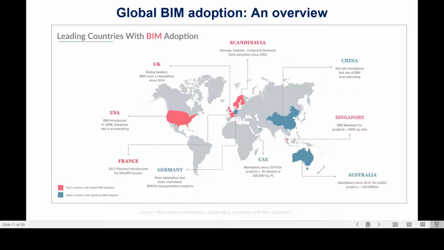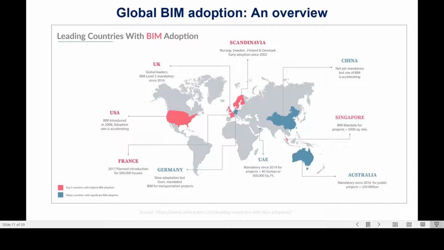For example, in China, it's not yet mandatory, but use of BIM is accelerating. In Singapore, BIM is mandated for projects that have greater than 5,000 square meters. In the UK, a BIM level 2 mandate has been in place since 2016, but Scandinavian countries have been adopting BIM since the early 2000s. In fact, some will link it back to the 1990s. In France, in 2017, they planned a mandate of some sort, and so on and so forth.